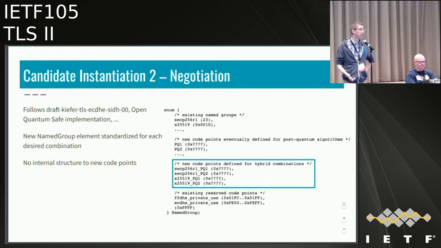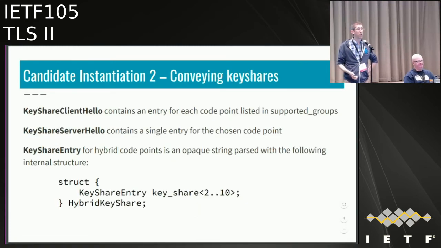And then on the next slide, to convey the key shares, we just convey the concatenated public keys for each of these new code points. So this really requires no changes to the structure of negotiation or any negotiation logic. Everything is just a new key exchange method.